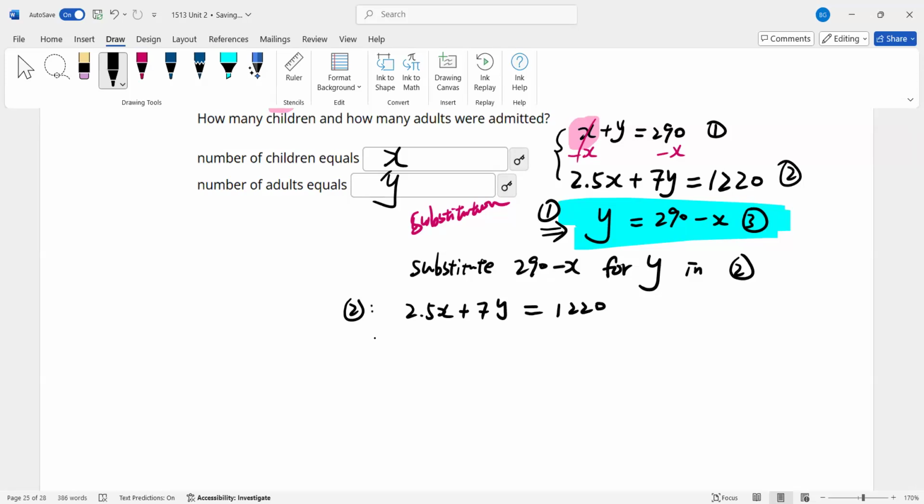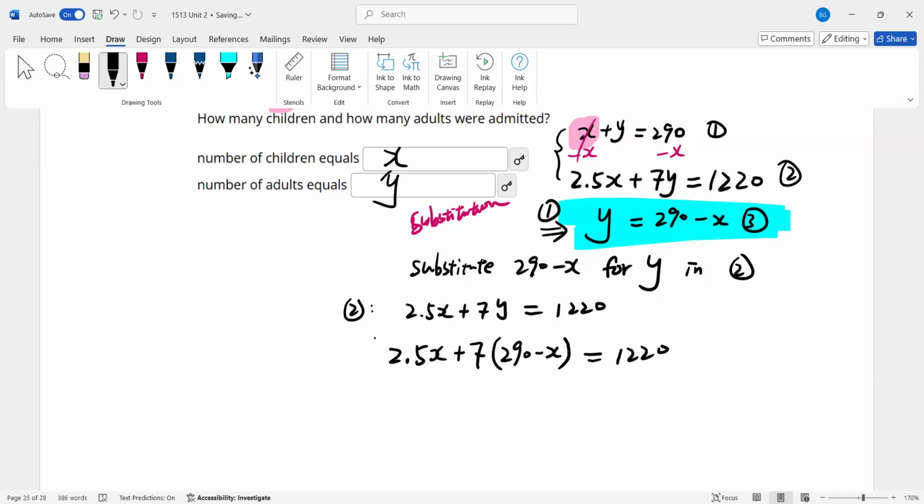That means we are going to get rid of y. Only have x. So copy everything that is not y. 2.5x plus 7, copy everything. But when we see y, do not copy it. Instead, copy 290 minus x. They are the same anyway, right? Look at equation 3. And equals 1220. And then you solve this equation, you get the value for x.